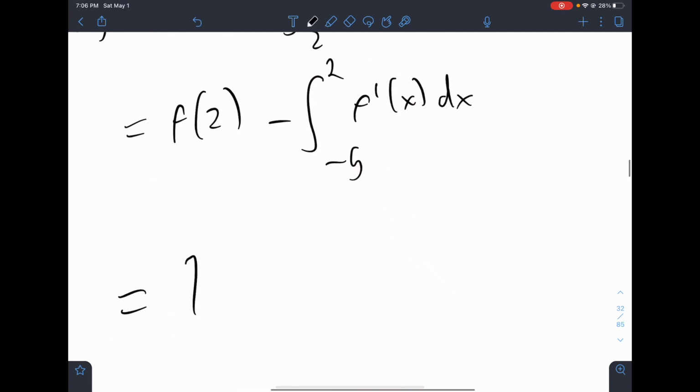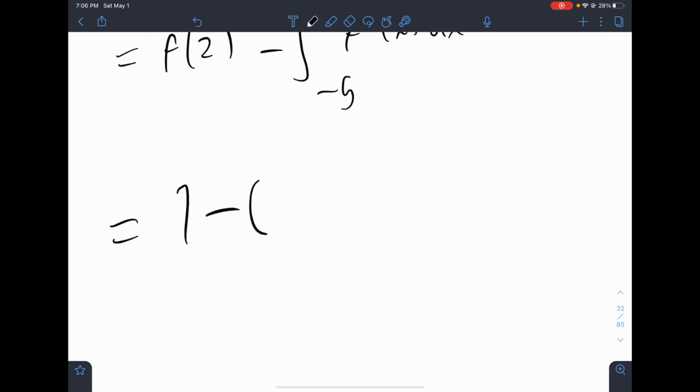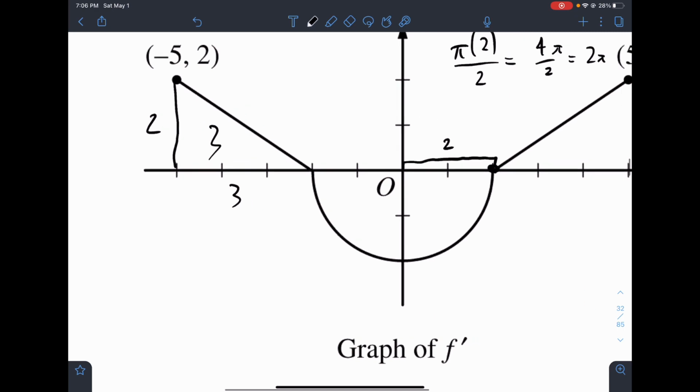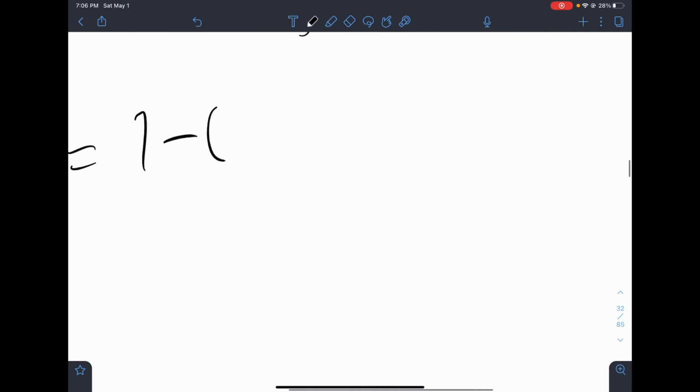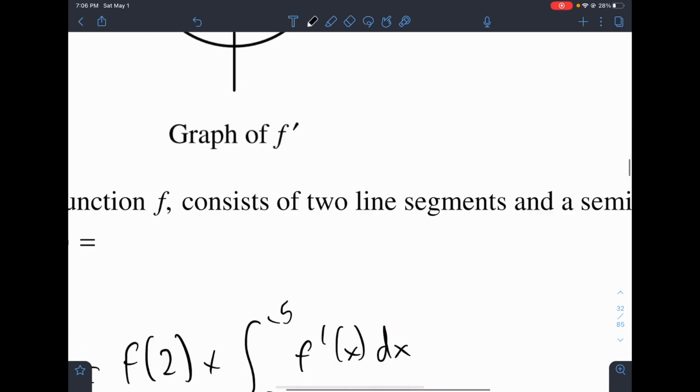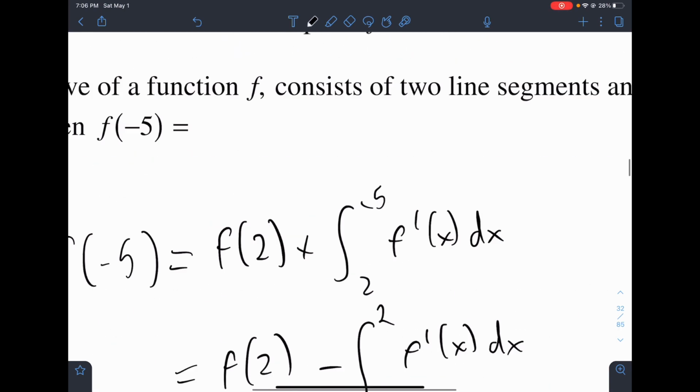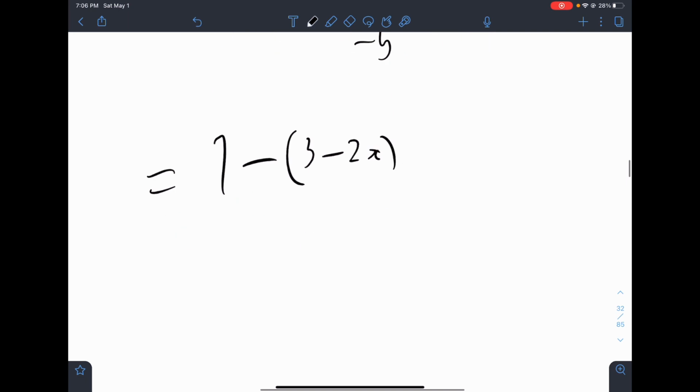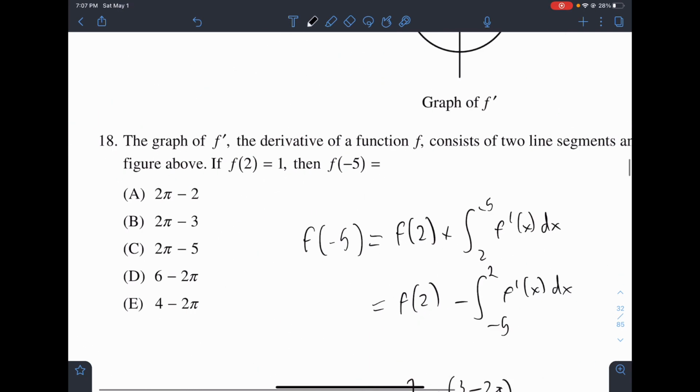So equals 1 minus, so 3. 3 is our first part, and 2 pi is our semicircle part, so 3 minus 2 pi. And the reason I put minus is because this semicircle is below 0, so we count it as negative here. And so if we distribute out the minus, we get minus 2 plus 2 pi, which equals 2 pi minus 2. And so that's going to be answer A. Awesome.